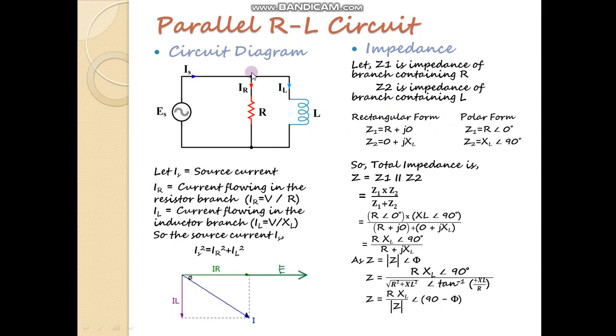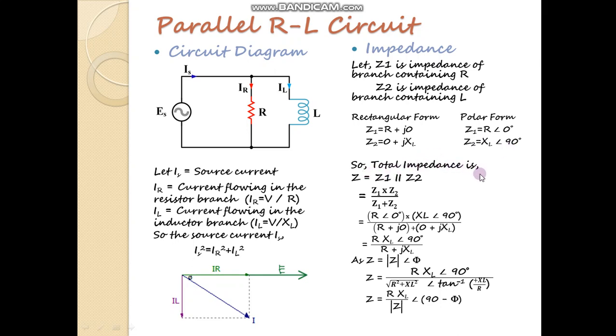So Z1 means the impedance of this branch containing the resistor only. Here Z1 will be R plus J0, J0 because here the reactive part is 0. In polar form, Z1 equals R at an angle 0 degree. Now Z2 means the impedance of the branch containing L. Here it is given as 0 plus JXL, the resistive part is 0 here. Now in polar form, Z2 equals XL at an angle 90 degrees. Fine, because this contains only the inductor, so the angle of 90 degrees comes exactly here.